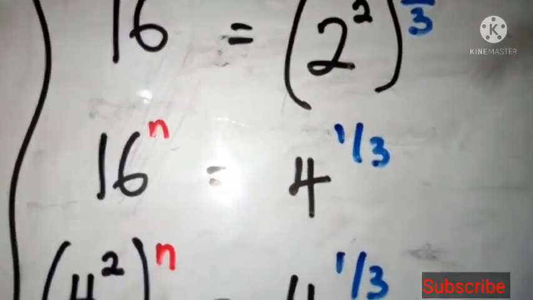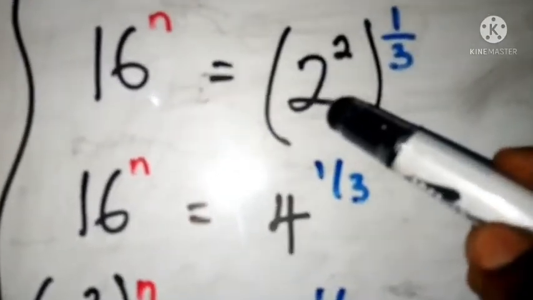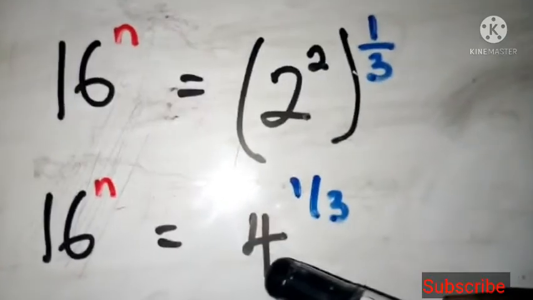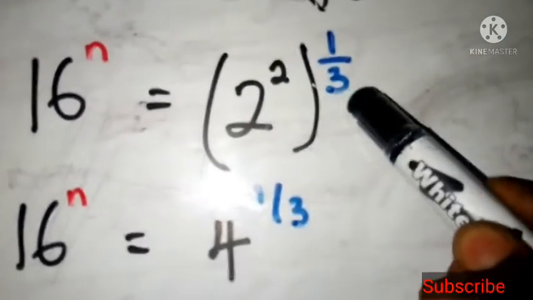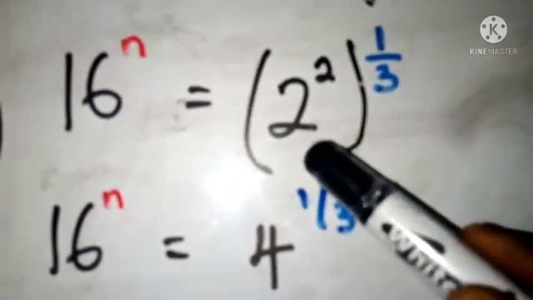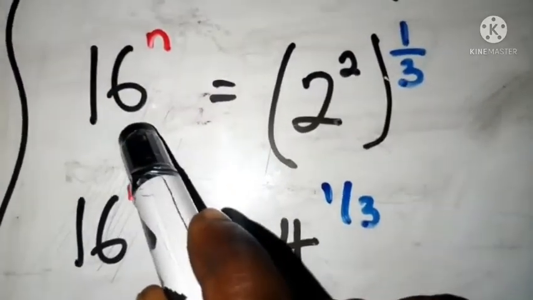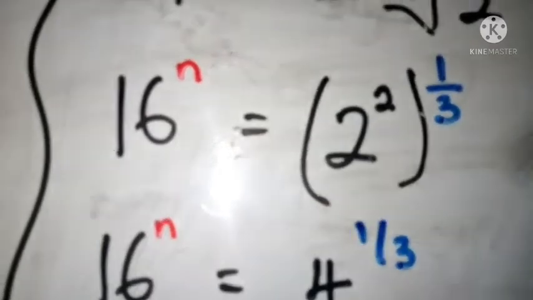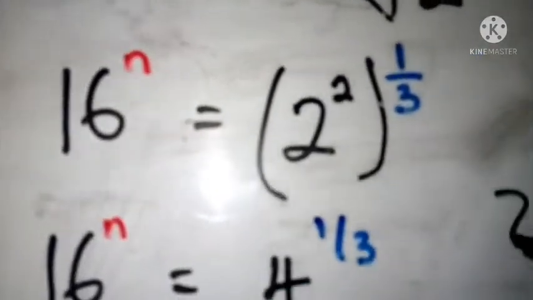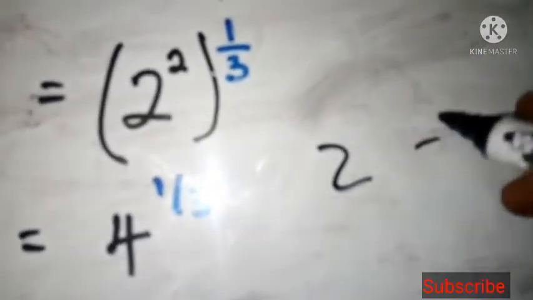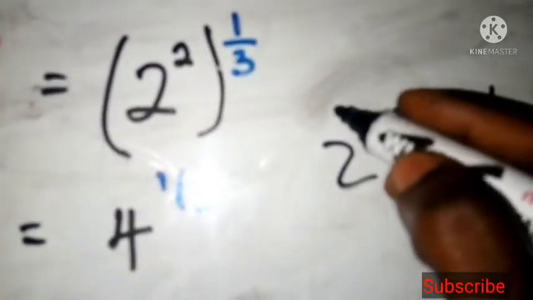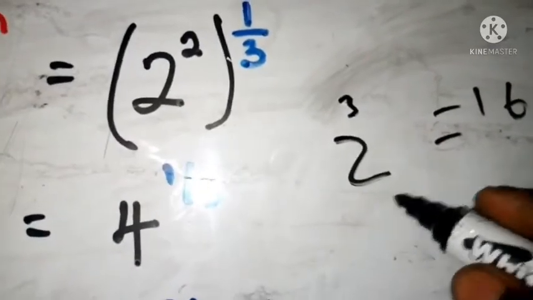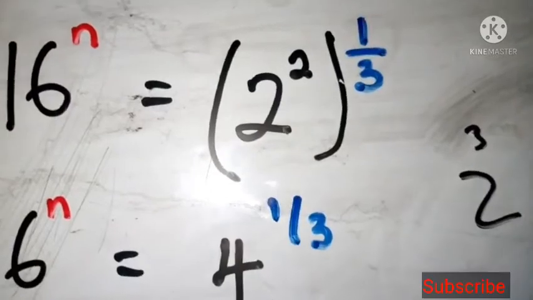Look at what is happening. I'm having 16 exponent n here, and this 2 squared in the bracket gives me 4. We are not doing anything to the outside. If you decided to leave these 2 and try to get 2 out of the 16, I don't think you will get a number that 2 raised to a certain power will give you 16. 2 cubed will give me 8, and 2 to the 4 will give me something different.